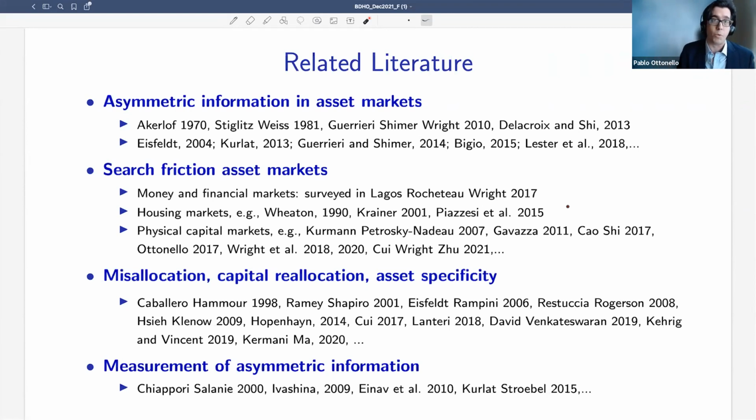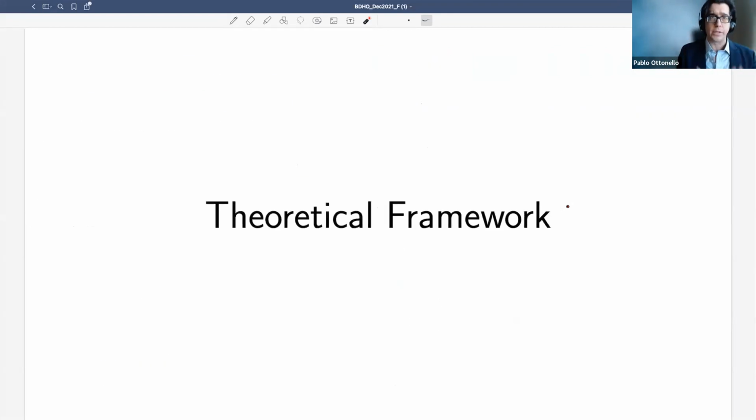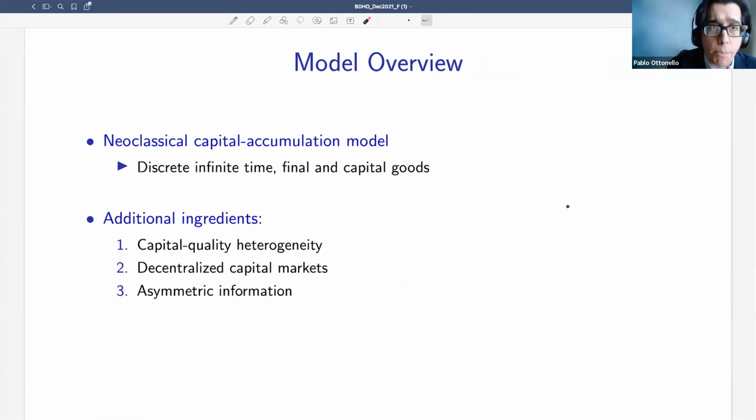And with one of the main channels being misallocation, we also connect our work to the literature on misallocation, capital reallocation, and asset specificity. All right, so what I'll do next is to discuss the theoretical framework, then go to the measurement, and then go to the quantitative analysis. Our model builds on the standard neoclassical capital accumulation model, to which we incorporate 3 additional ingredients, which we will describe in detail: heterogeneity in capital quality, decentralized capital markets, and asymmetric information.